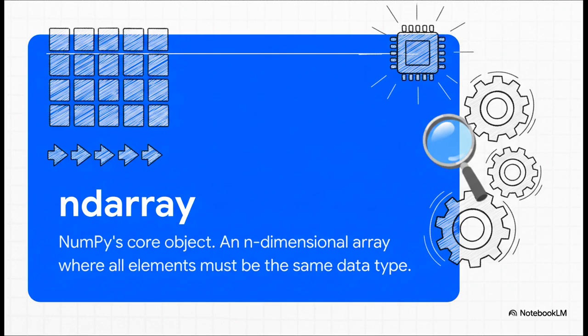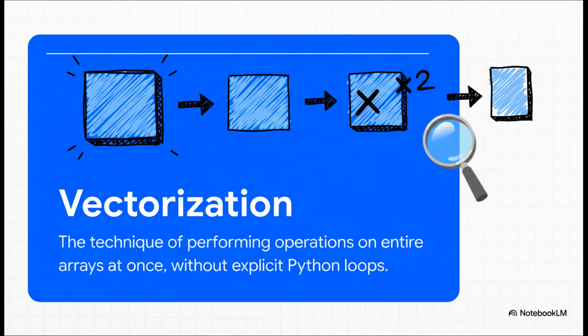And this strictness, this uniformity, that's its superpower. It lets NumPy store everything in one big, continuous block of memory. And that super efficient memory layout is what unlocks vectorization. It's basically the art of applying an operation to the whole array at once, instead of looping through it piece by piece. You remember that r times 2 from before? That's vectorization. You literally stop thinking about individual numbers and you start thinking in terms of entire arrays.